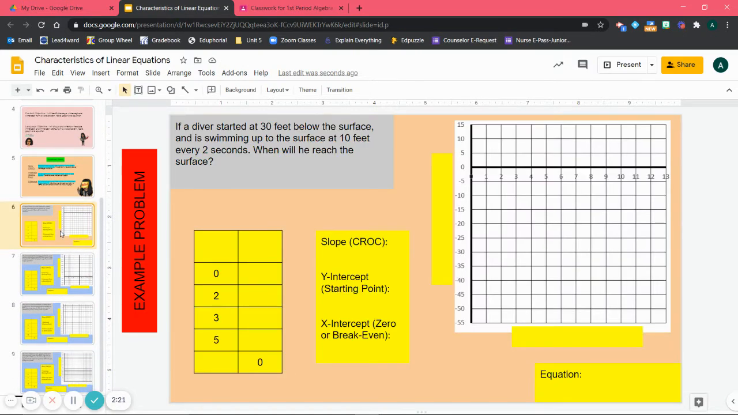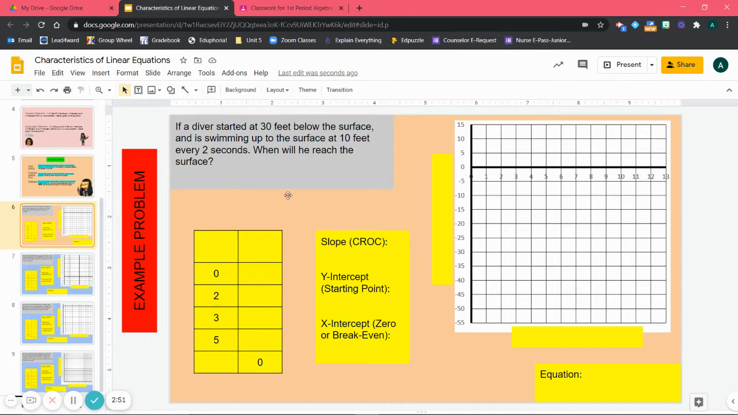Okay, so now we're going to go through a practice problem together. And when you're done, you're going to go into your Google Classroom to do the practice problems on your own. So let's work through this example problem so you know what you need to do for today. The problem says, if a diver started at 30 feet below the surface and is swimming up to the surface at 10 feet every 2 seconds, when will he reach the surface?